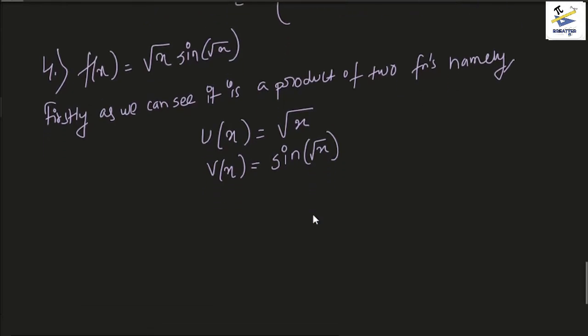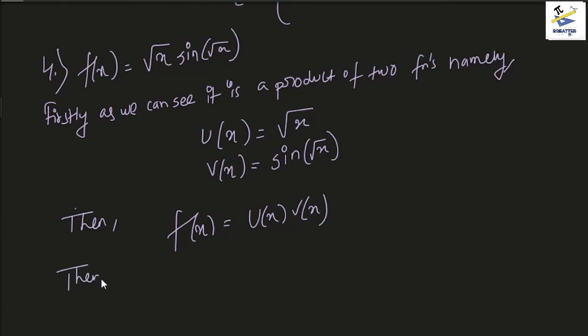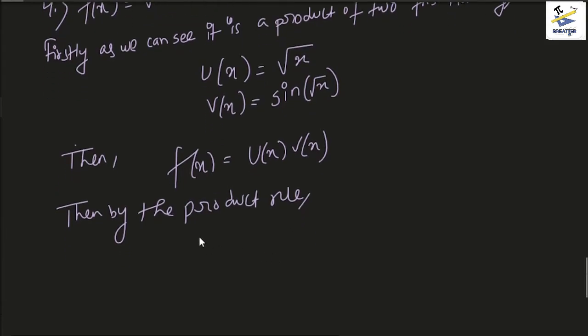So what we can do is firstly write that f of x equals u of x into v of x, right? Then by the product rule, f dashed x would be equal to u prime x v x plus u x v prime x.